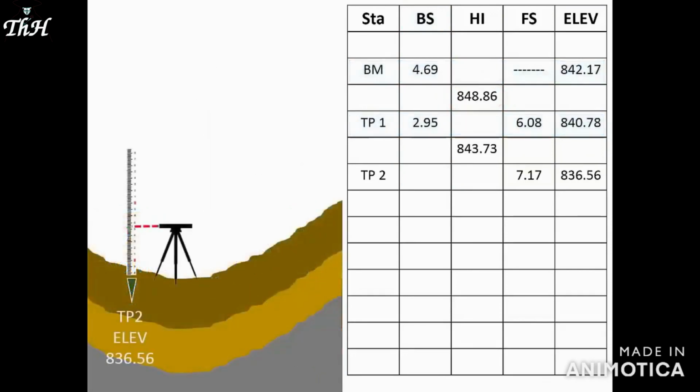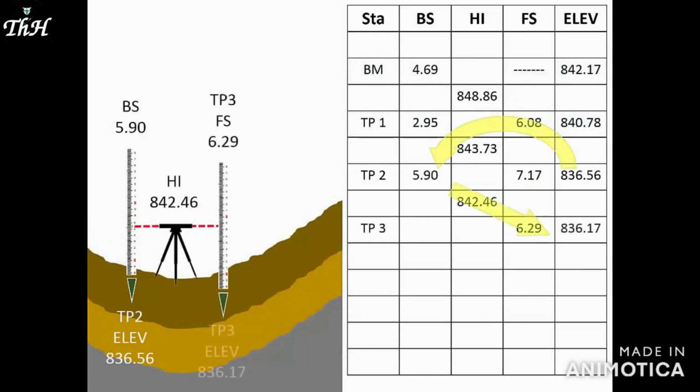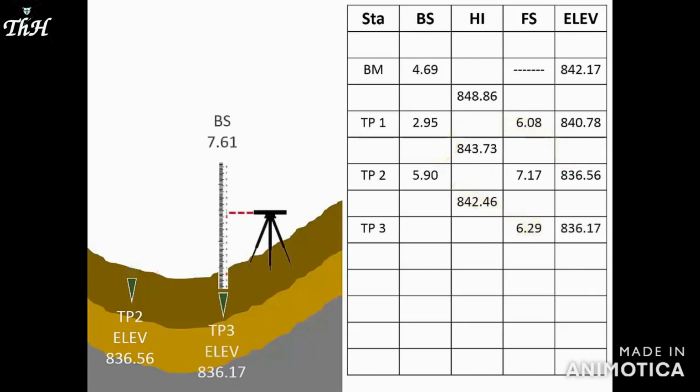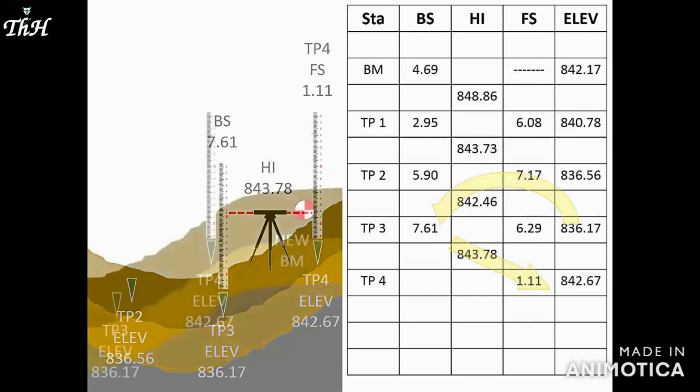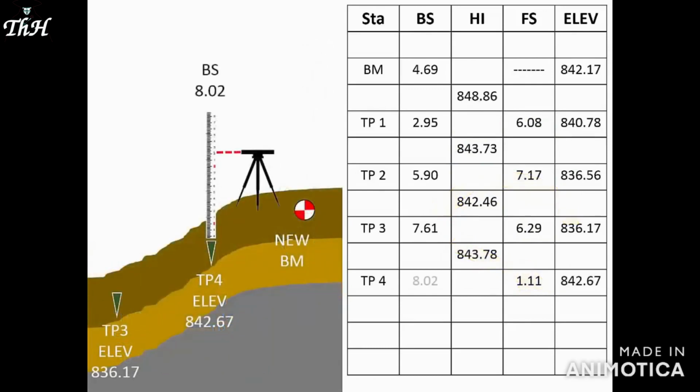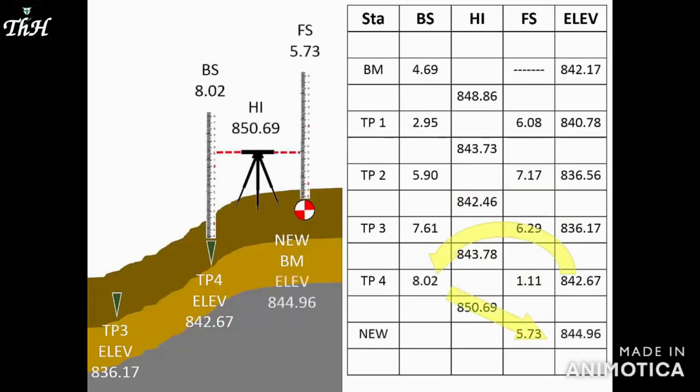As the level circuit progresses, the field process and note keeping advance in this pattern. The backsite comes first, the rod person moves forward and sets a turning point. Then comes the foresight. After the foresight, the rod person stays put while the instrument operator moves forward, resets the instrument, and repeats the process. In this type of level circuit, there will always be one backsite and one foresight for each setup. The number of HIs in the notes tells us the number of setups in the survey.